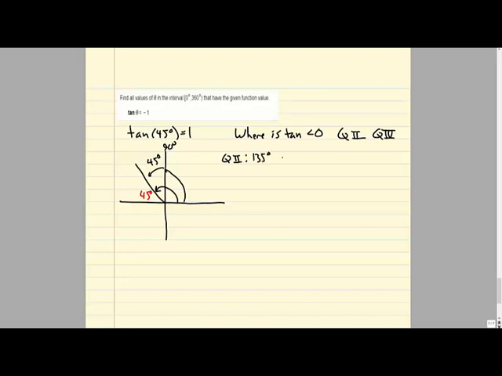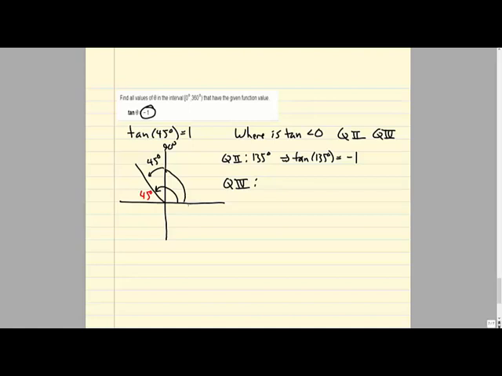So the tangent of 135 degrees is equal to -1, because remember, I wanted a -1 here. I'm just using the fact that the tangent of 45 is equal to 1 for my reference angle. Now I want to do the same thing for quadrant 4.